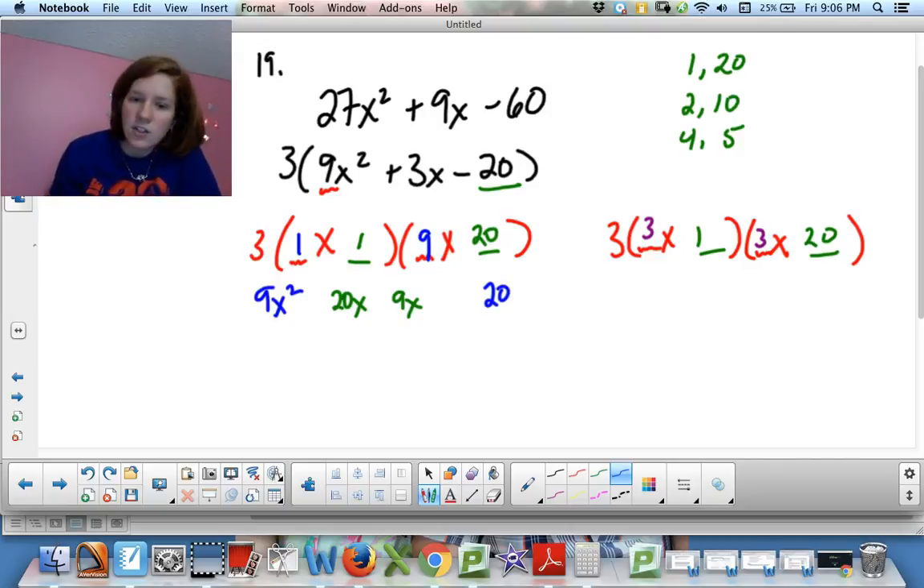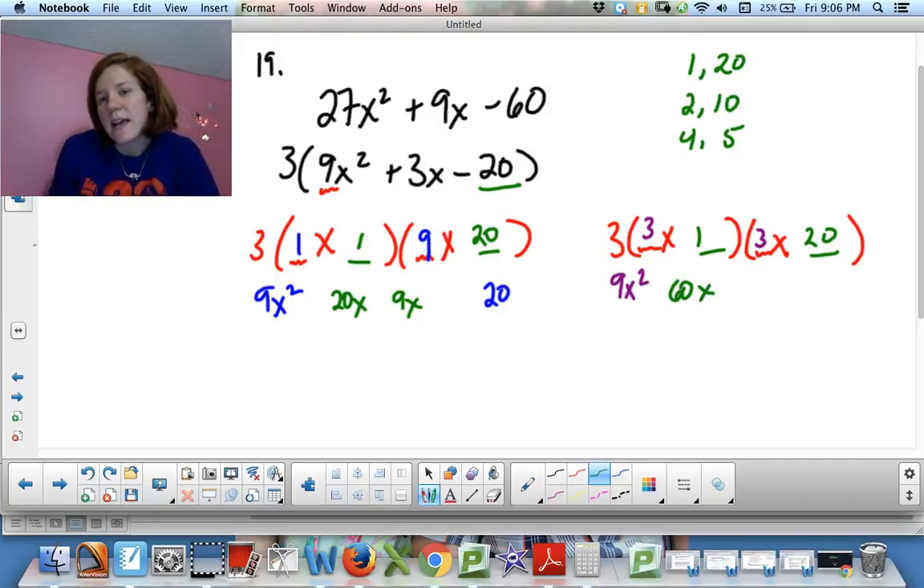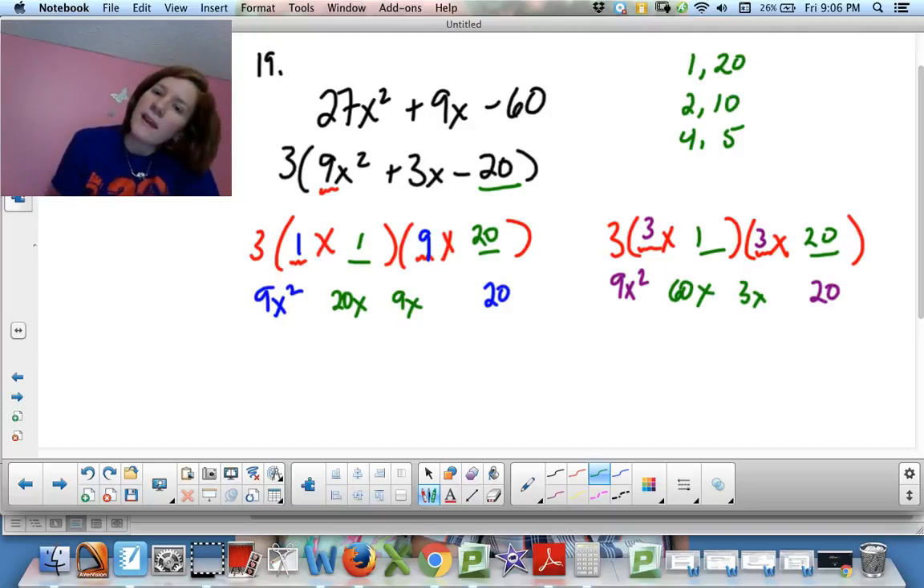If I go over here and try, again, my 3x times 3x definitely gets me my 9x squared. 3x times 20 gives me 60x, and 1 times 3x gives me 3x, and then 1 times 20, again, I know that that's going to be 20. Okay, that's why we chose those numbers. Now, when I go try my negatives, if 60 is negative, I'm getting negative 57, so that didn't work. If 3 is negative, I'm getting positive 57, not positive 3. So that didn't work, which means 1 and 20 is off the table.